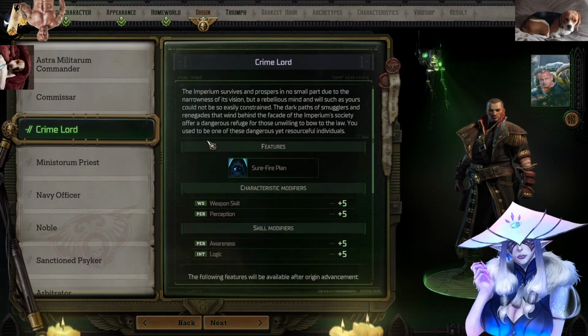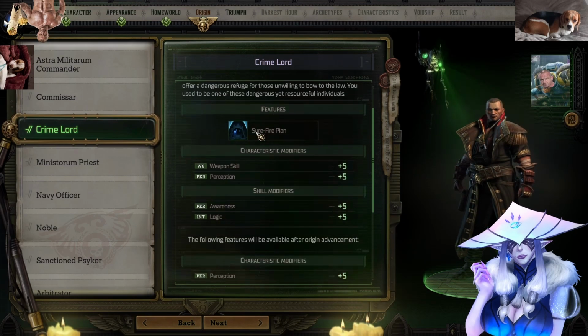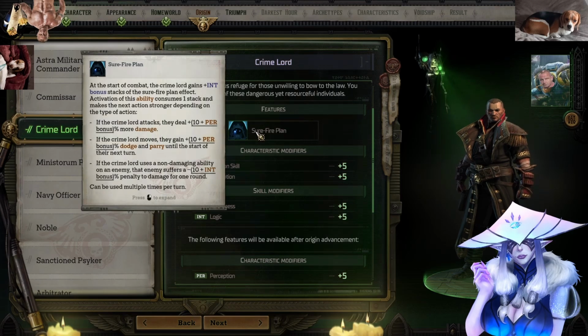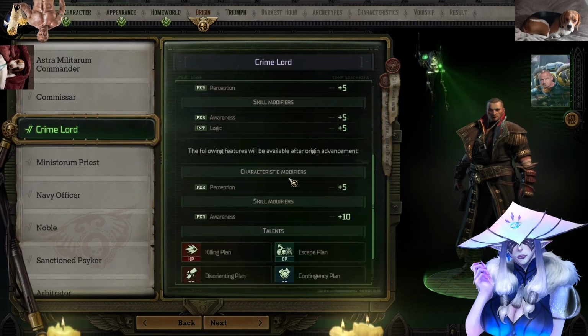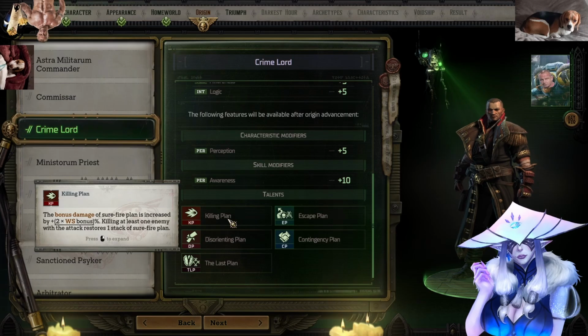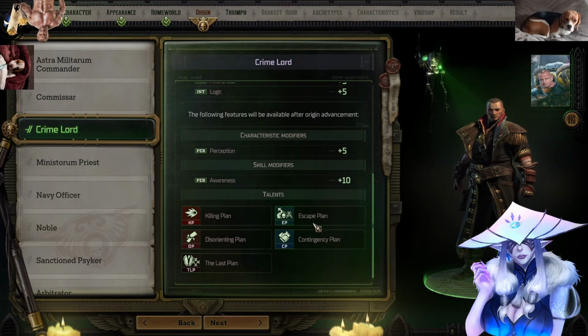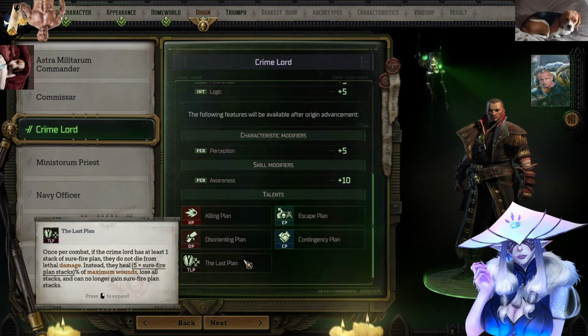The Imperium survives and prospers in no small part because of the narrowness of its vision, but a rebellious mind, a will such as yours, could not be so easily constrained. Outcasts, smugglers and renegades. Plus bonus. No! Killing plan. The bonus damage of a plan increased by 2. Okay, at least one enemy. Okay. Escape plan, contingency plan, disorienting plan, lost plan.